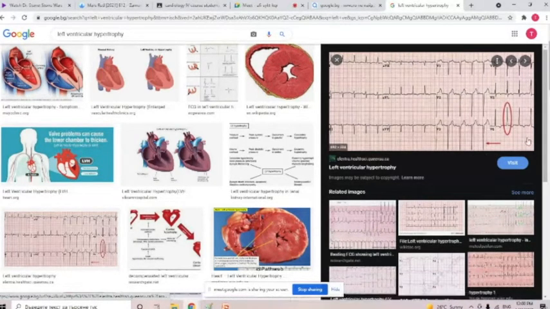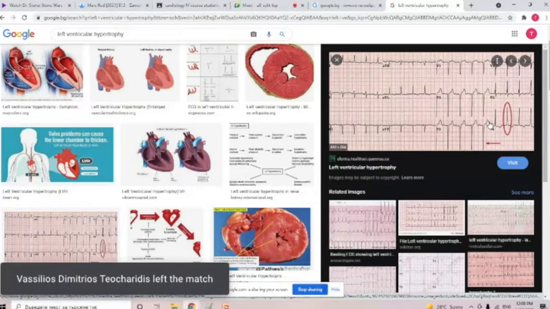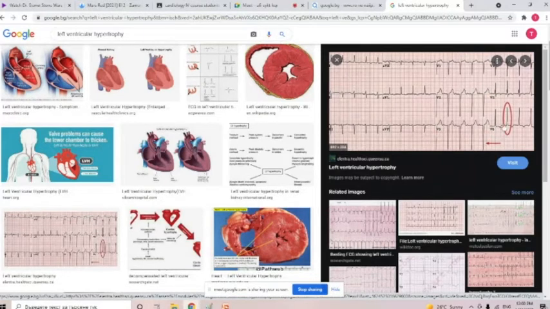Usually when you have severe hypertrophy, you have ST depression and T wave inversion due to the abnormal repolarization of the ventricle. And it is in here. Usually not due to ischemia, it's usually due to the slow repolarization process.